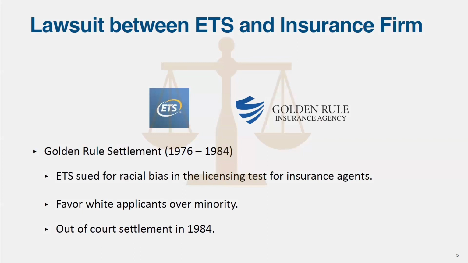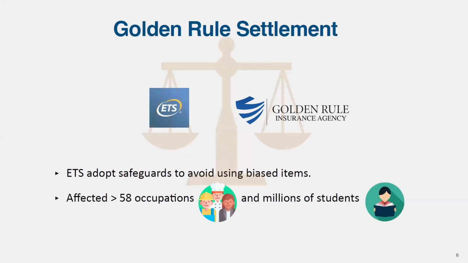Now, actually, this fairness issue has a long history. Even though fairness is a very popular topic nowadays in machine learning and many fields, in psychometrics this issue was a big concern about 50 years ago. At that time, ETS was sued by an insurance company for racial bias in listening tests for insurance agents. In particular, they claimed ETS favored white applicants over minorities. This lawsuit was settled out of court in the 80s. Since then, ETS has been developing safeguards to avoid biased items in the tests they provide. This affects not just students, but many other occupations and millions of people since then.